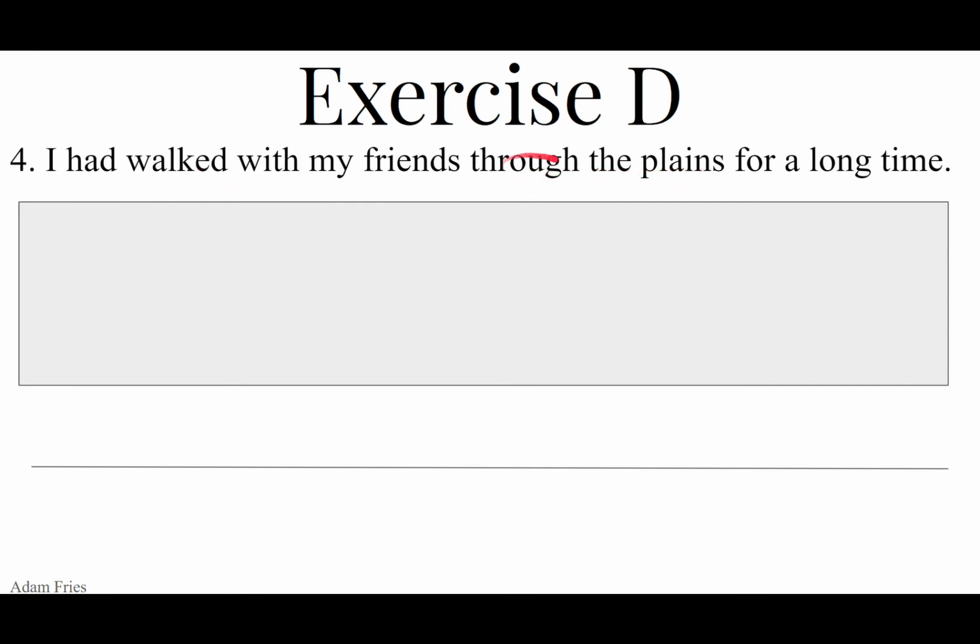Through the plains: per, P-E-R, a preposition taking the accusative, motion towards. It's going through, it's movement. The Latin word for plain is campus, campi, masculine. We're going through the plains. We want the accusative, motion towards, because of the preposition per, through. So accusative plural: the plural of campus is campos.